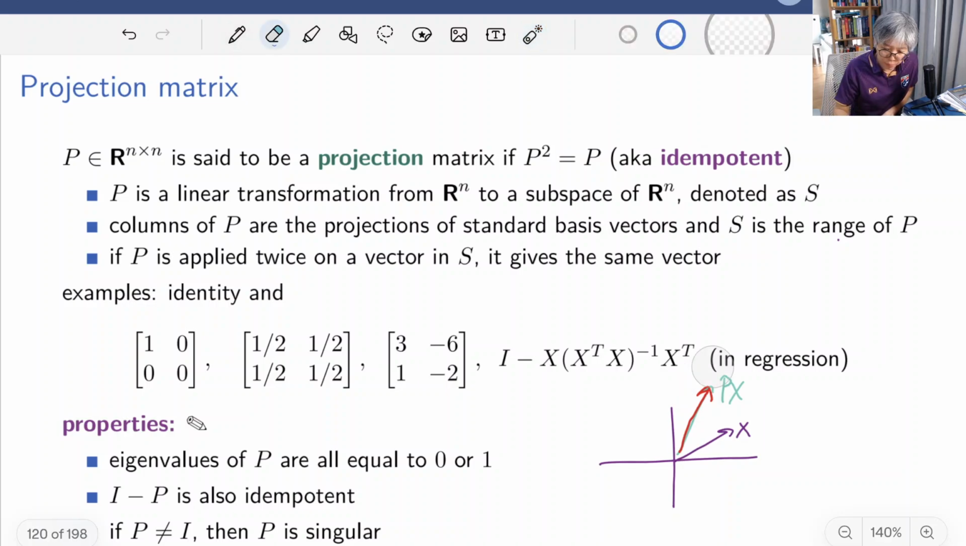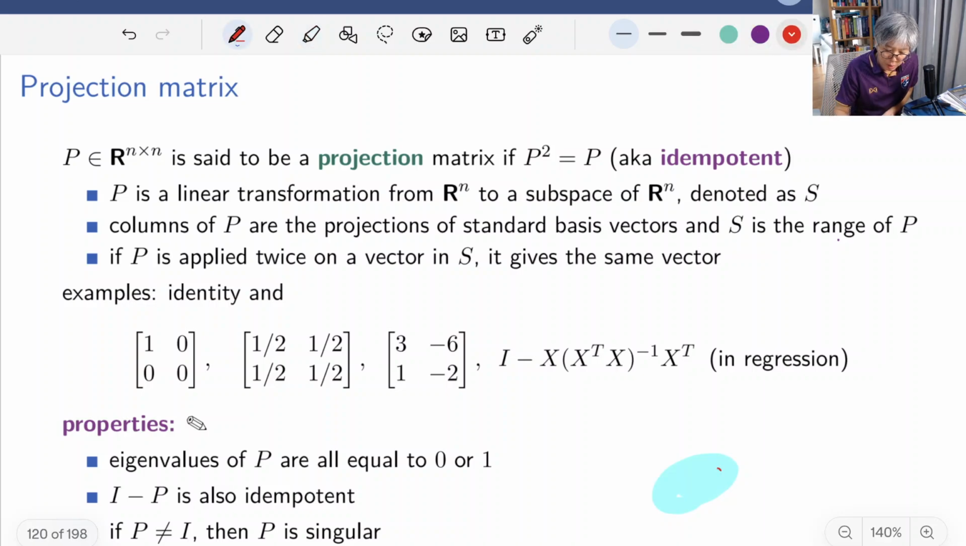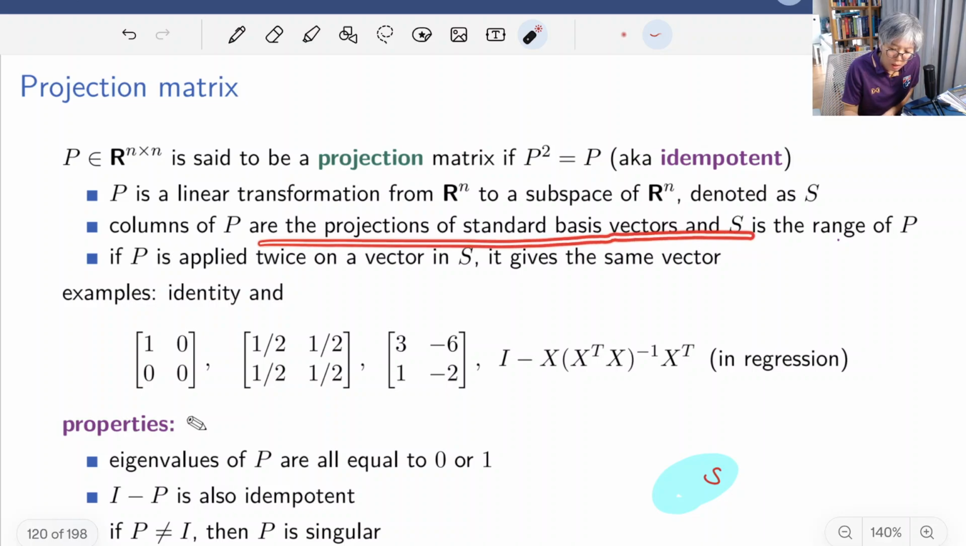Suppose you have a subspace S. It has a meaning in application: when P is a linear transformation onto a subspace S, columns of P are the projections of standard basis vectors, and S is going to be the range of P. If we apply P twice, it gives the same vector. So let's see some examples.